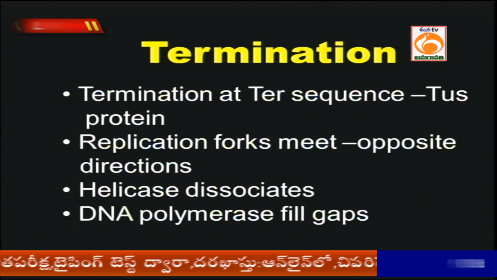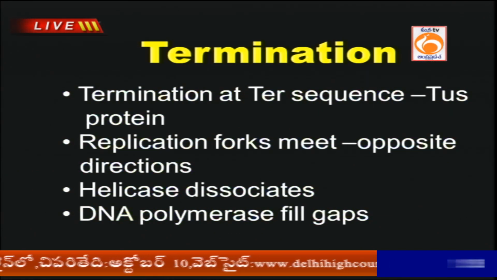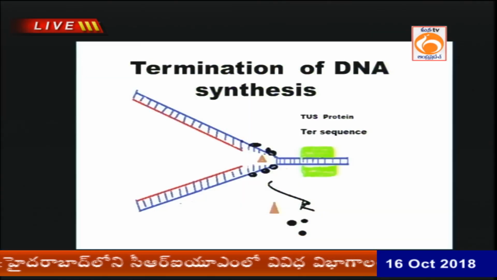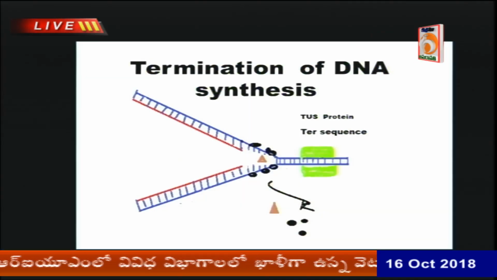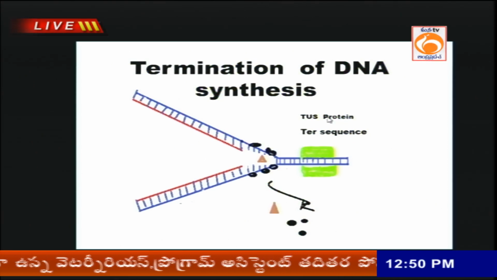Now, the DNA polymerase III enzyme synthesizes complementary strands on both sides of the replication fork. This is the end of DNA replication. So, termination is taking place at the TUS and TER sequence.